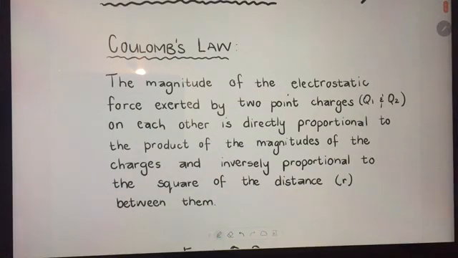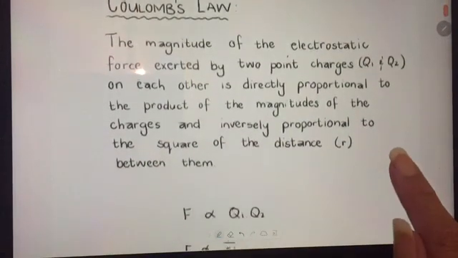Coulomb's law is the magnitude of the electrostatic force exerted by 2-point charges Q1 and Q2 on each other is directly proportional to the product of the magnitudes of the charges and inversely proportional to the square of the distance between them. So this law describes two relationships.